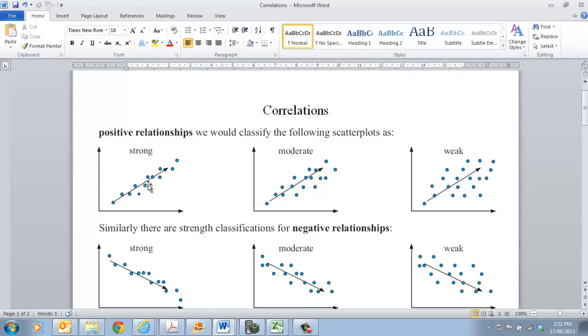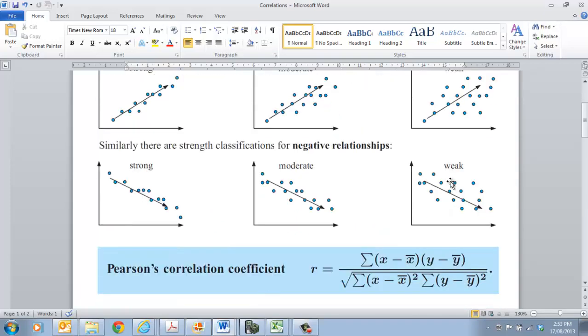Right, so you can have a strong correlation. That means that all the points are going to be very close to the line of best fit. You've got a moderate, so you've got the points varying a little bit more, and then you've got a weak correlation where you're looking at the points being scattered quite a lot. Now obviously if the points are scattered immensely, then you've probably got no correlation that we'd be looking at there.